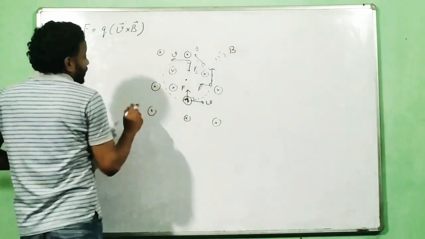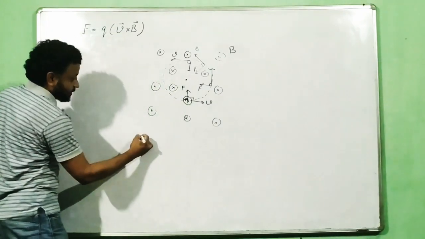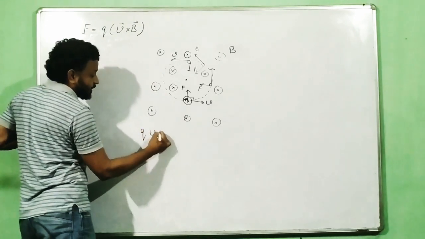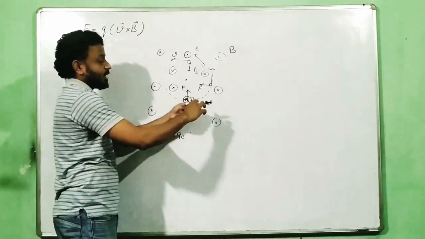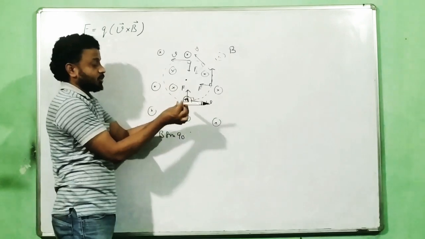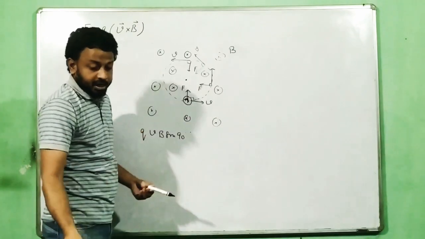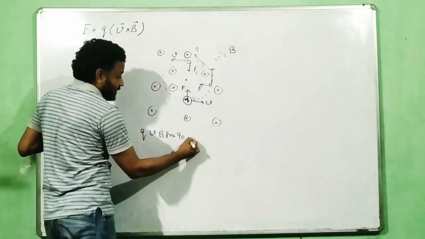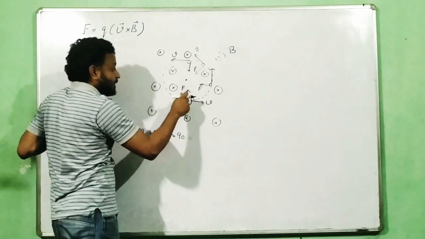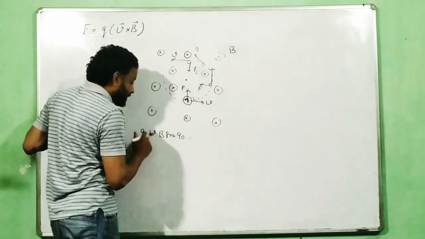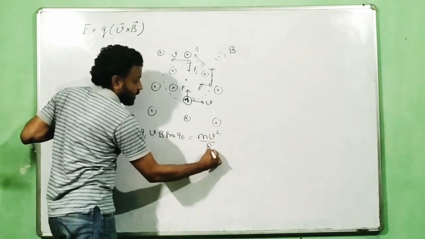So the moral of the story is that this force is now Q times V B sine 90, because the magnetic field is inside the board, so the angle between velocity and magnetic field is equal to 90 degree. And how much is sine 90? Sine 90 is 1. So this force is acting always towards the center, which is helping this charge to move in a circular path, and hence this force will behave as a centripetal force, m v square by r. What is r here?